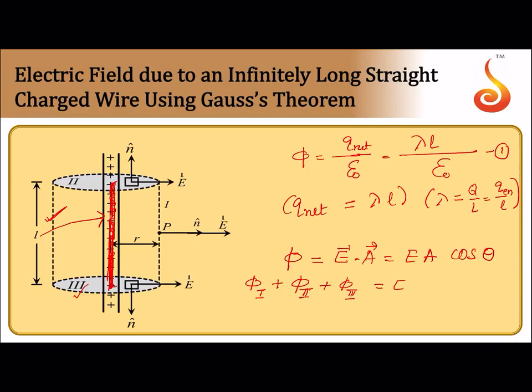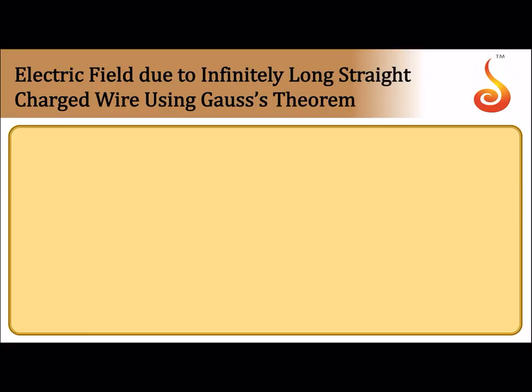This is equal to E A cos theta. Hope you are getting that idea. Flux over the plane surface 3, flux over the plane surface 2, flux over the curved surface 1. Correct? Yes. Now the right hand side contains E, electric field, which we want to calculate, A and cos theta. Now I will go back to the next slide, show the construction and then show how to go for this.